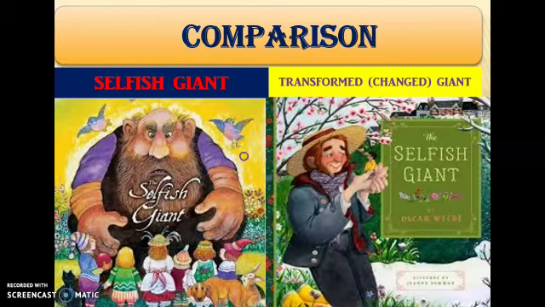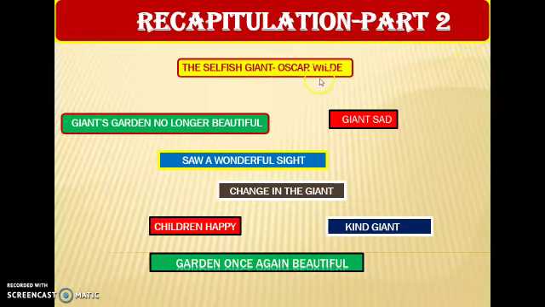Now let us recap quickly part 2. The Selfish Giant by Oscar Wilde. Giant's garden no longer beautiful, because he had not allowed children in his garden. And this made Giant sad because there was always snow and frost in his garden and no spring. But one day he saw a beautiful sight. There was change in the giant, and the change was that he decided to allow the children in his garden. The children were happy and the giant changed from a selfish giant to kind giant. The result was his garden once again was beautiful. So we studied this in part 2. Today we are going to further continue this lesson.